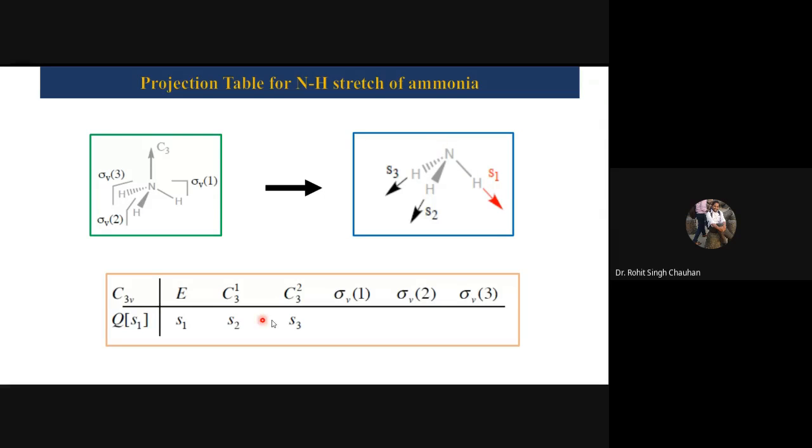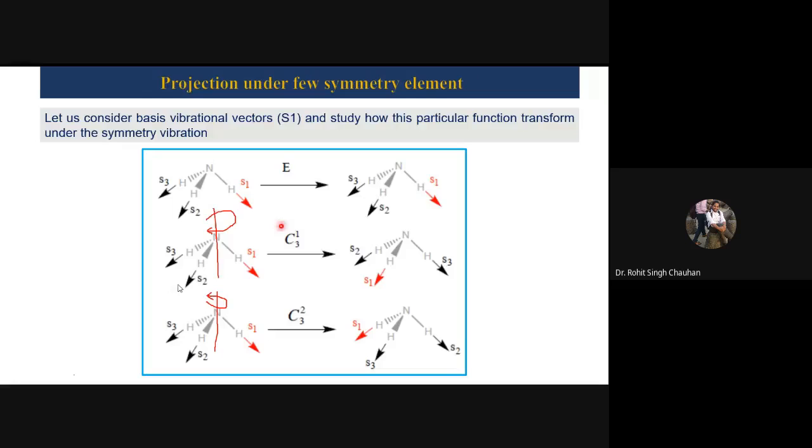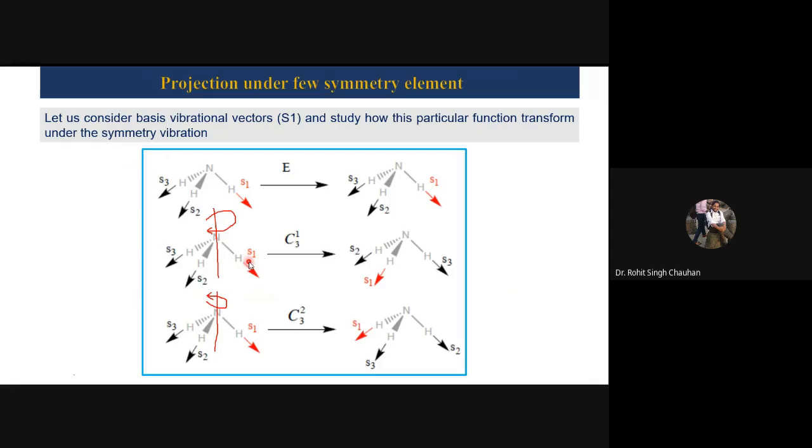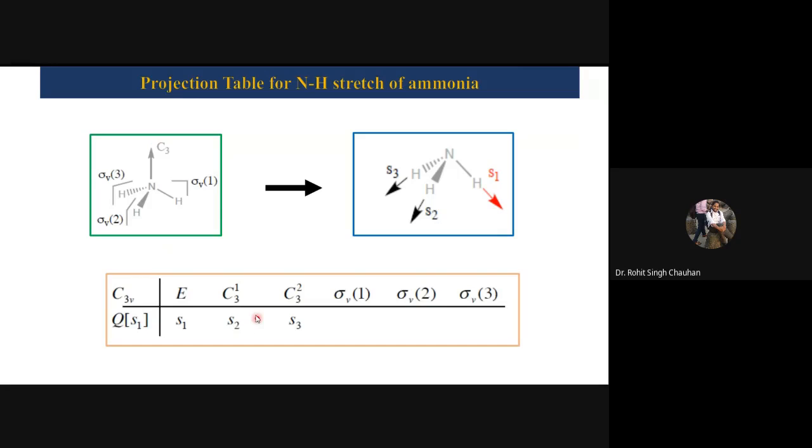Okay. So during the symmetry operation E, what in S1 is going to be changed? Nothing is going to be changed, as I told you in the previous slide. S1 is going to remain S1, right? So what will we write? S1. In C31, as I told earlier, what happened to S1? Where did S1 go? It is going to become the S2 position. So we will write S2. Now C32 is the anti-clockwise rotation. In that case, S1 is going to sit on the position of S3. So we will write S3.